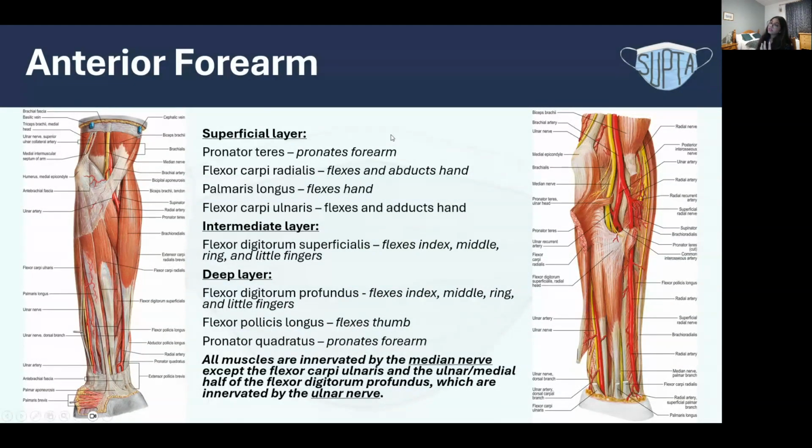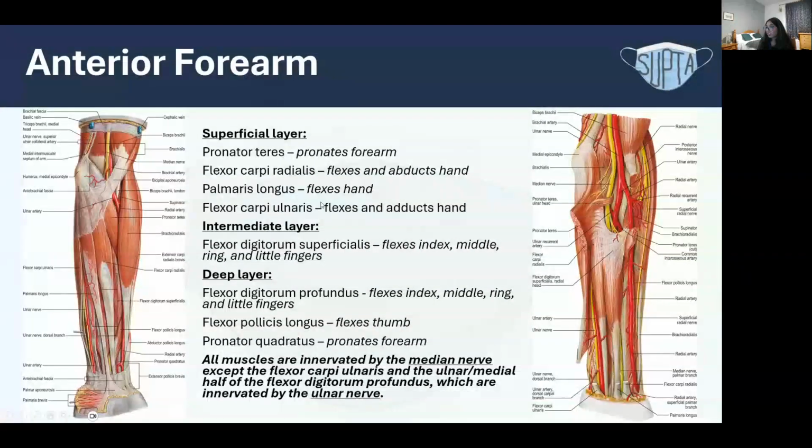Okay. So the anterior forearm has a superficial, intermediate, and deep layer. Now, some textbooks tend to mix this intermediate layer. They tend to classify this as superficial muscle, but again, it depends from one source to another. So our superficial layer, we have our pronator teres, which pronates the forearm. Then we have our flexor carpi radialis, this one here. It flexes and abducts the hand.